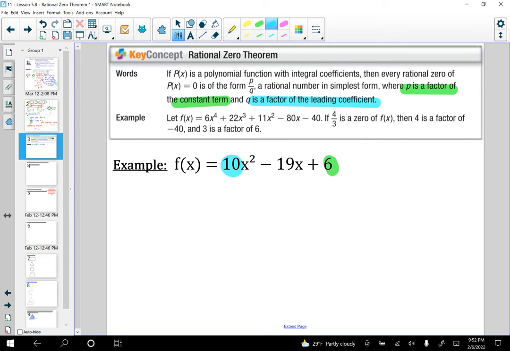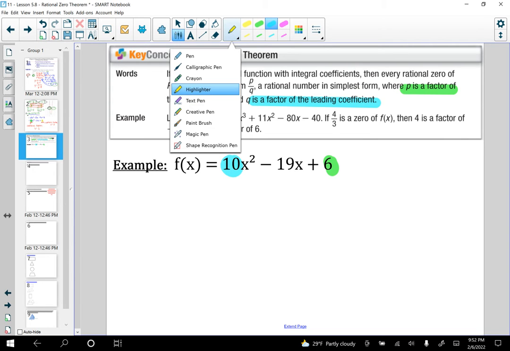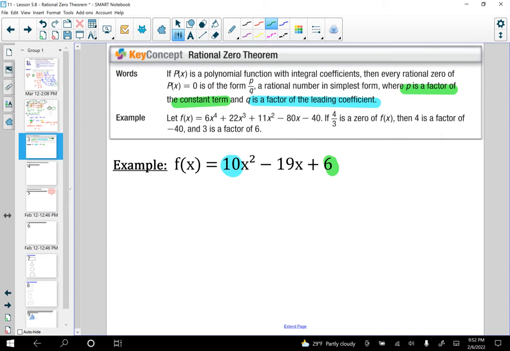So in my little example here, well, they have an example in that theorem, but I'm going to do a different one here. In my example, 10 is my leading coefficient and 6 is my constant term. So how I show my work for this is I say my P, I usually start with my P. My P is 6 and my Q is 10. So this rational zero theorem says you can take all your factors of your constant term. So let's list all my factors of 6. Those are numbers that multiply to 6. I'd be like 1 times 6 and 2 times 3. And that's it. 1, 2, 3, and 6.